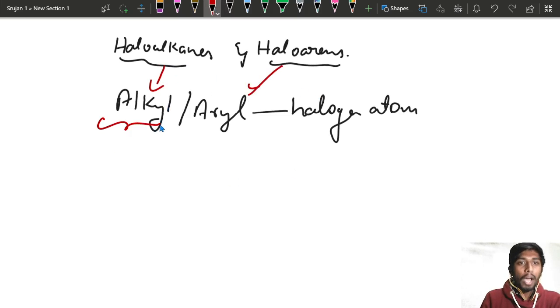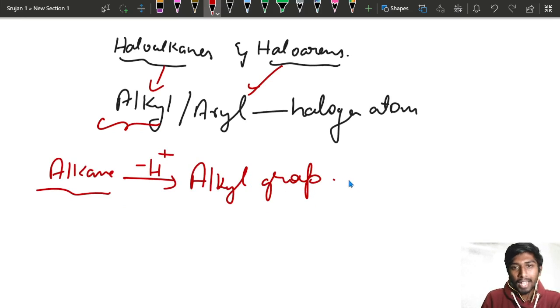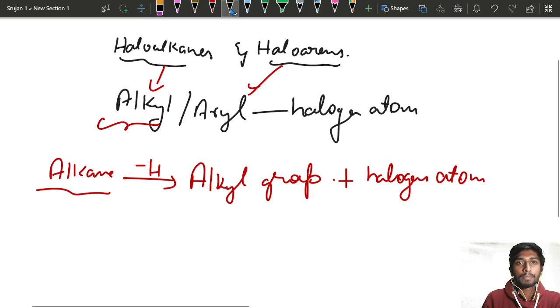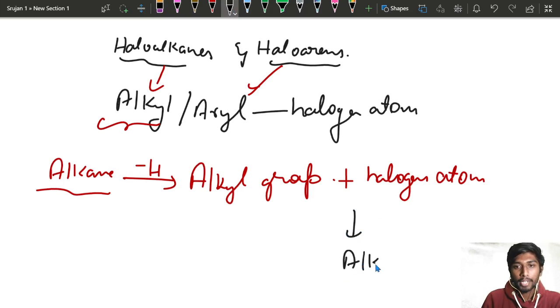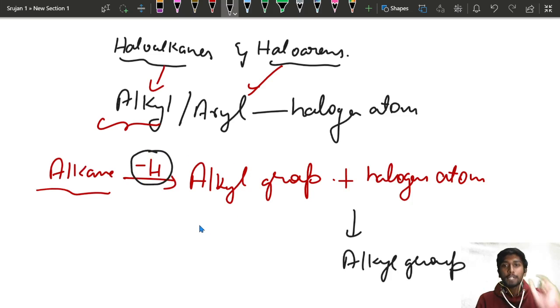So how do you bring out an alkyl group? Generally, you start with an alkane. If you remove one hydrogen atom from this, then you will get an alkyl group. Then, if you attach a halogen atom to this alkyl group, you will get a haloalkane. The same way you will get a haloarene from an aryl group. It is just the removal of one hydrogen atom and replacing that hydrogen atom with a halogen atom. It's a simple thing.